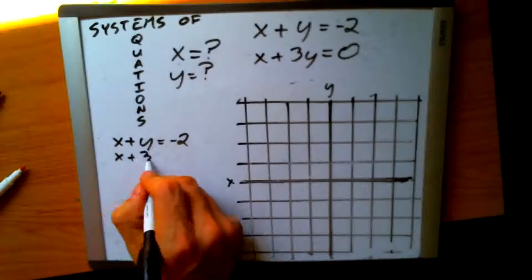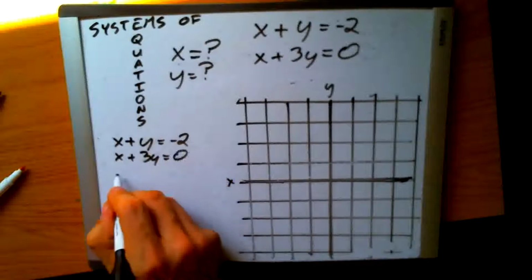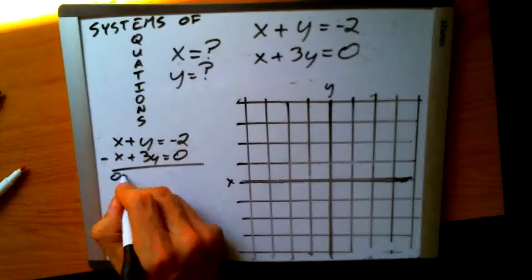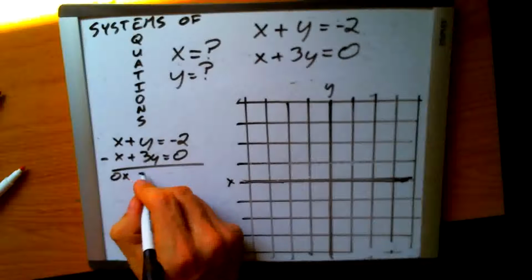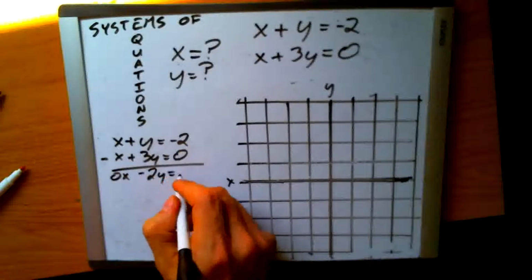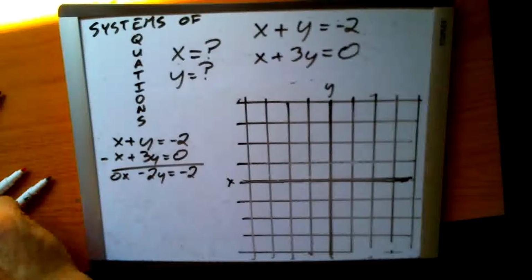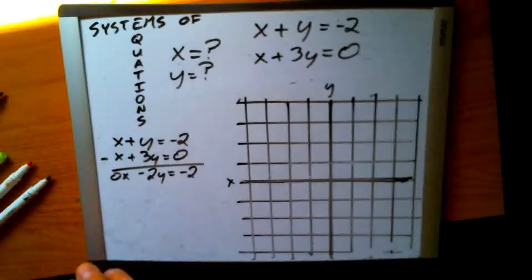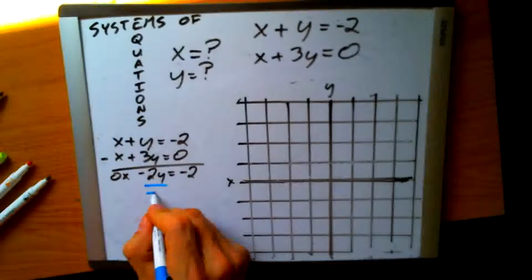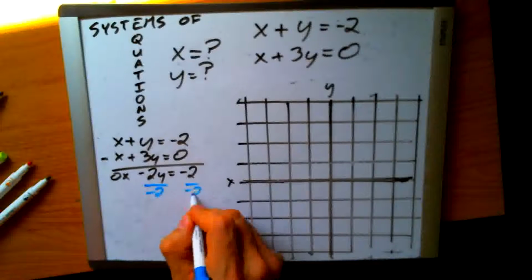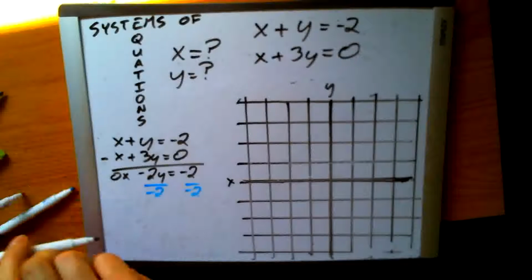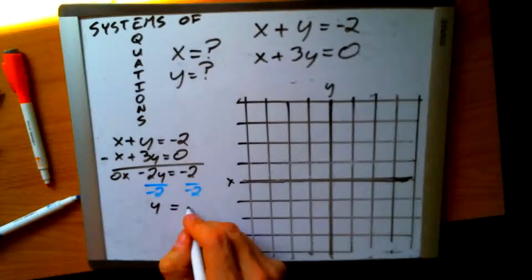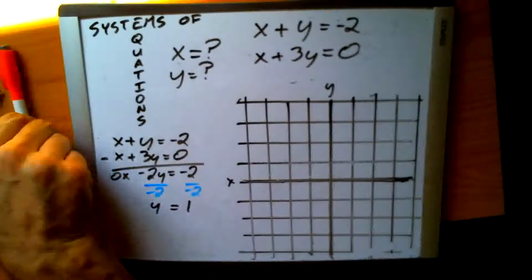So we'll take x plus y equals -2 and x plus 3y equals 0 and subtract the second equation from the first. So x minus x is 0x, y minus 3y is -2y, and -2 minus 0 is -2. So -2y equals -2, and we can now divide by -2 on both sides to get y on its own. And y is equal to 1.